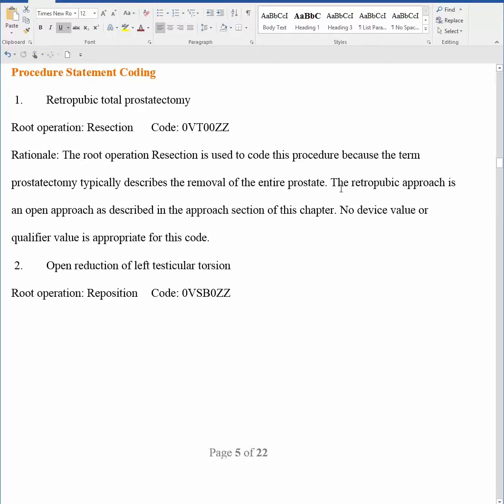Final code assigned is 0VT00ZZ. Number 2, open reduction of a left testicular torsion.